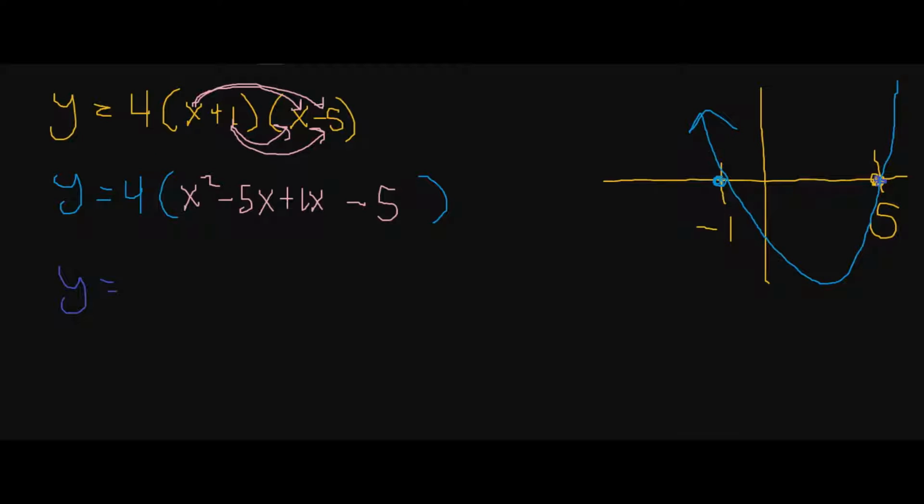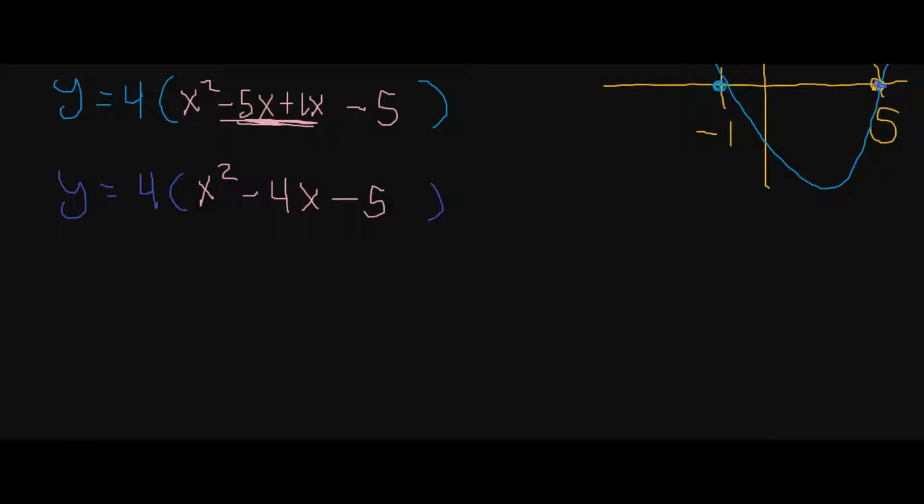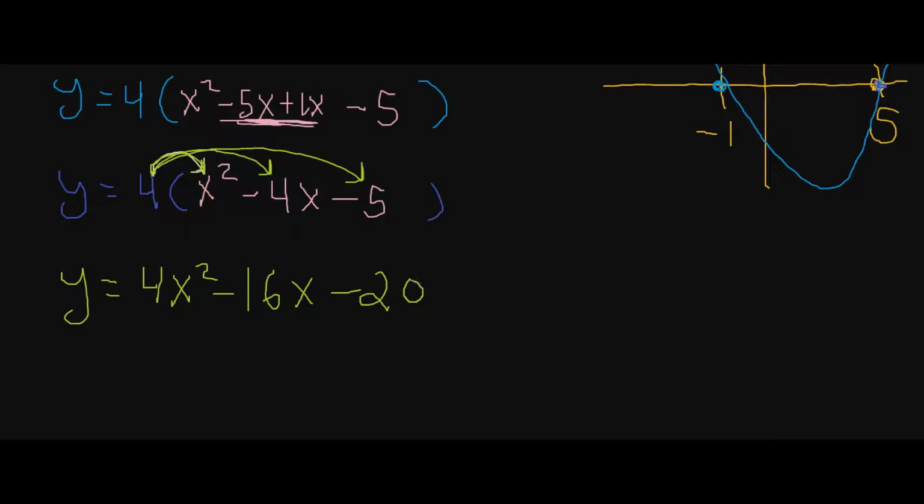Okay? So here I'm going to get y is equal to 4 parentheses x squared. Well, negative 5x plus 1x, that's going to give me negative 4x, and then minus 5. All right. Now all we do is we go ahead and distribute the 4 across. So 4 times x squared. So you see, we're just kind of taking it step by step. So we're going to get 4 times x squared, which is 4x squared. Then we're going to get 4 times negative 4x, and we're going to get negative 16x. And we're going to get 4 times negative 5, and I'm going to get negative 20.